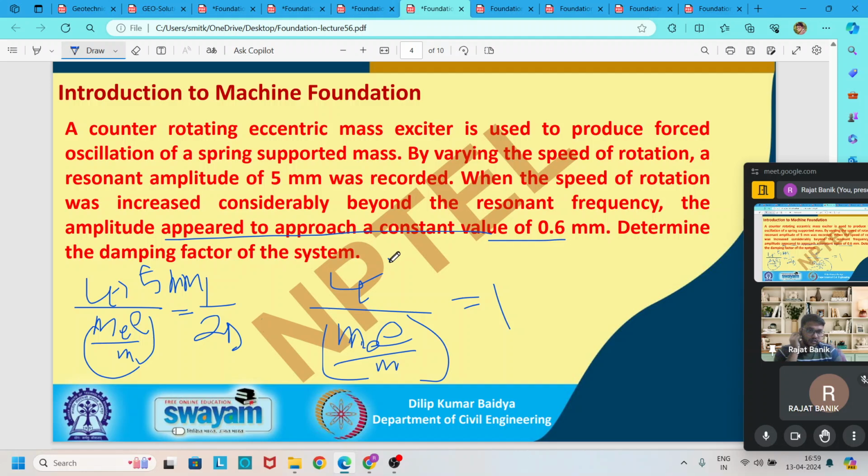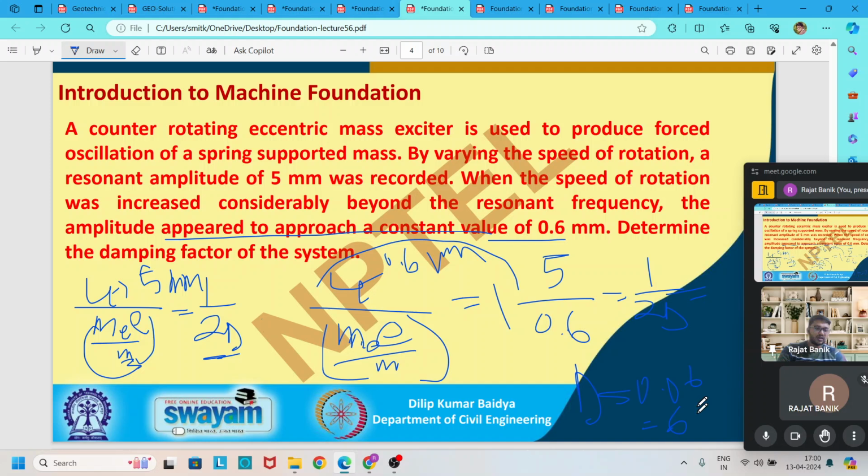In this case, u is 0.6 mm. So we find the amplitude value, which is equal to 0.6 mm. If we put this here, we get the value of D. Putting this value here, 5 by 0.6 equals 1 by twice D. So D is equal to 0.6 divided by 5 divided by 2, which is equal to 0.06. If you represent it in percentage, it becomes 6%.